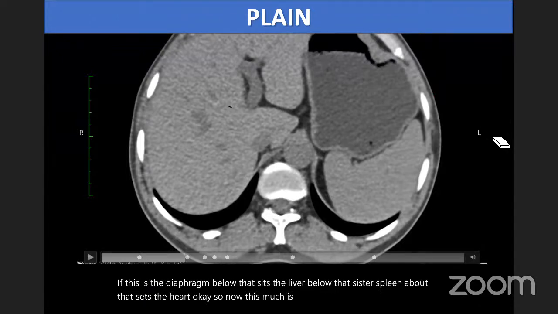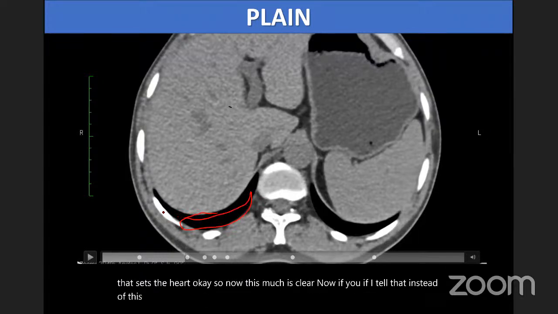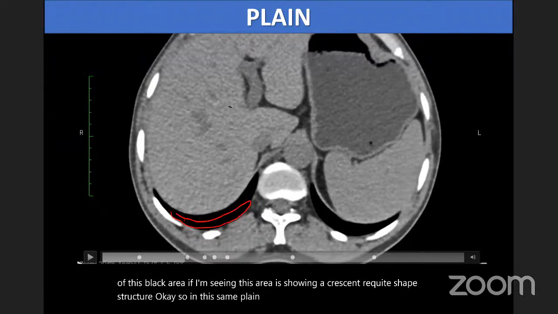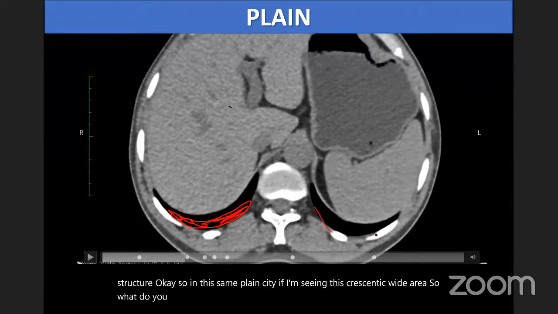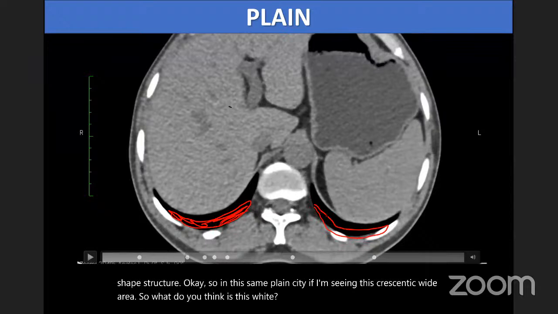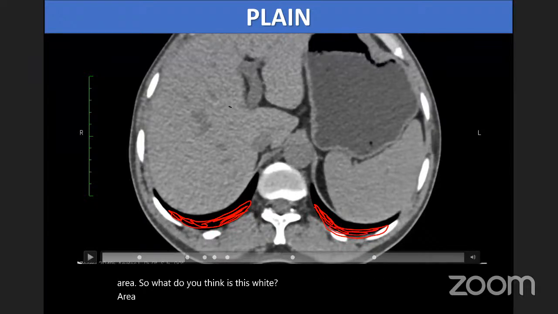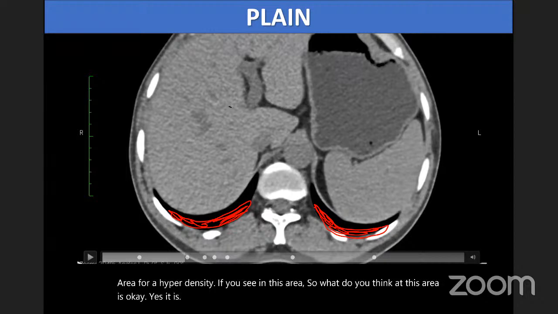Now if I tell you that instead of this black area, this area is showing a crescentic white shaped structure. Okay, so in this same plane CT, if I'm seeing this crescentic white area, so what do you think this white area is, this hyperdensity that you see in this area? So what do you think this area is? Okay, yes, it is pleural effusion. Good. So this is how we detect a pleural effusion.